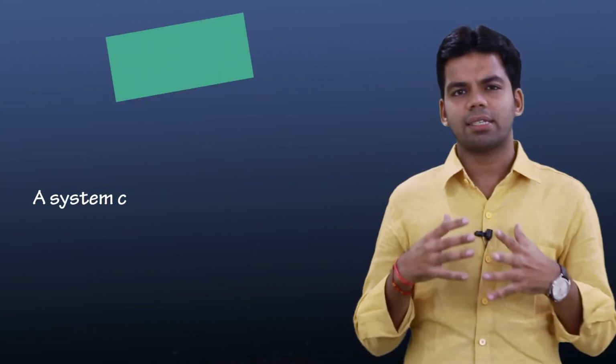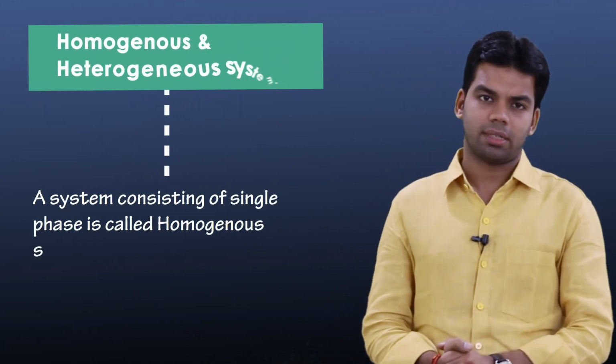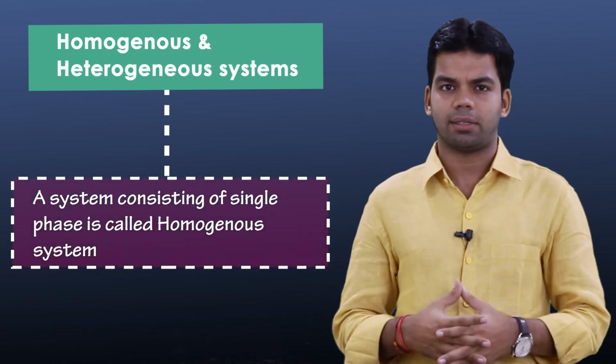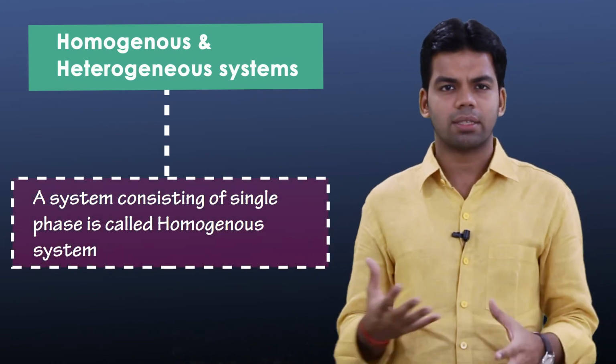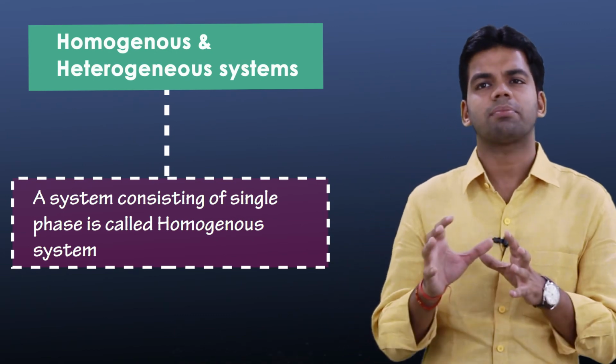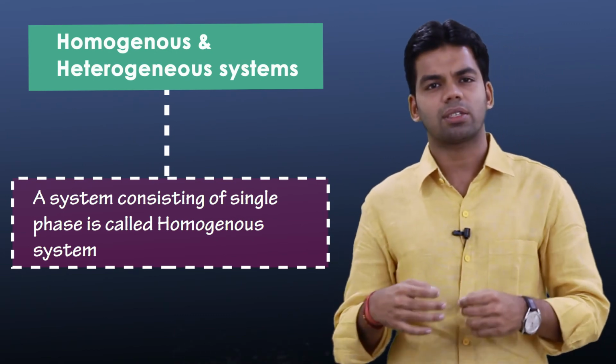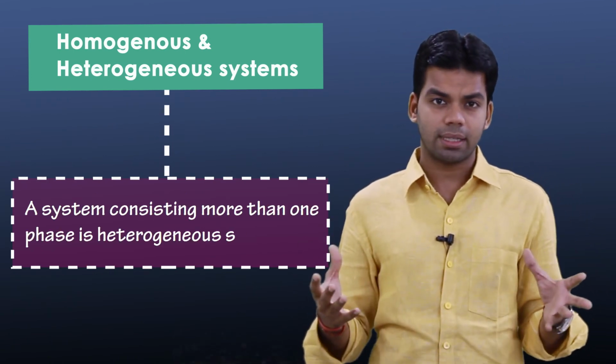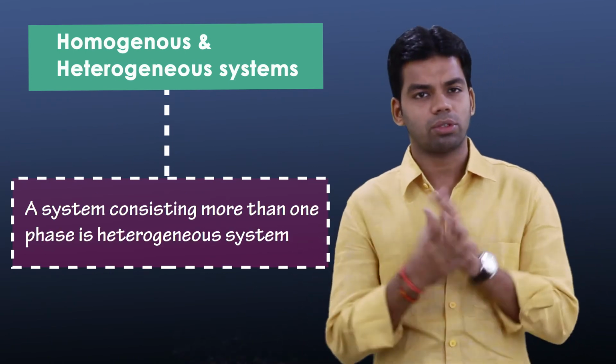Okay. Now next is the homogeneous and heterogeneous system. Now what is a homogeneous system? A system in which only one phase is present. As we know, majorly there are three phases: solid, liquid and gas. So if a system consists of only one phase, then it is known as a homogeneous system. And if the system has more than one phase, then it is called a heterogeneous system.